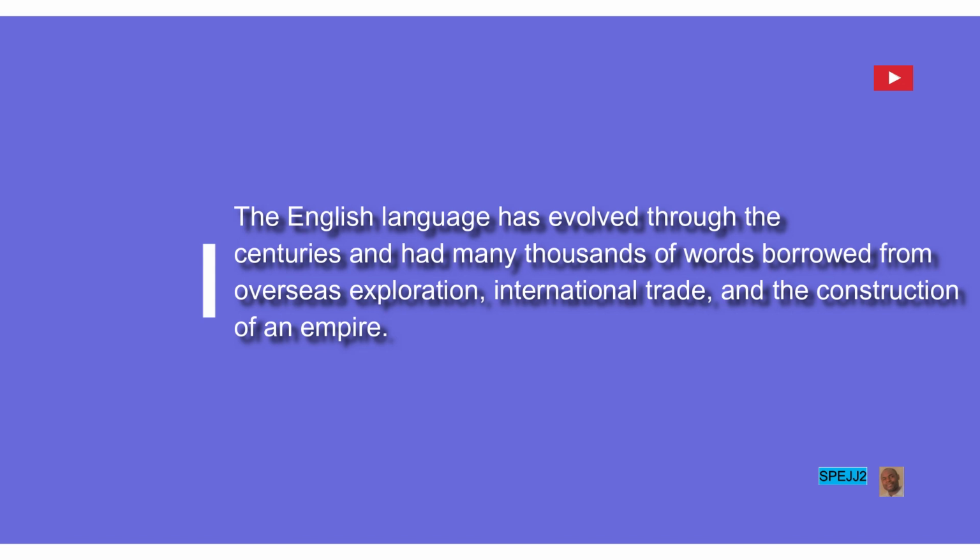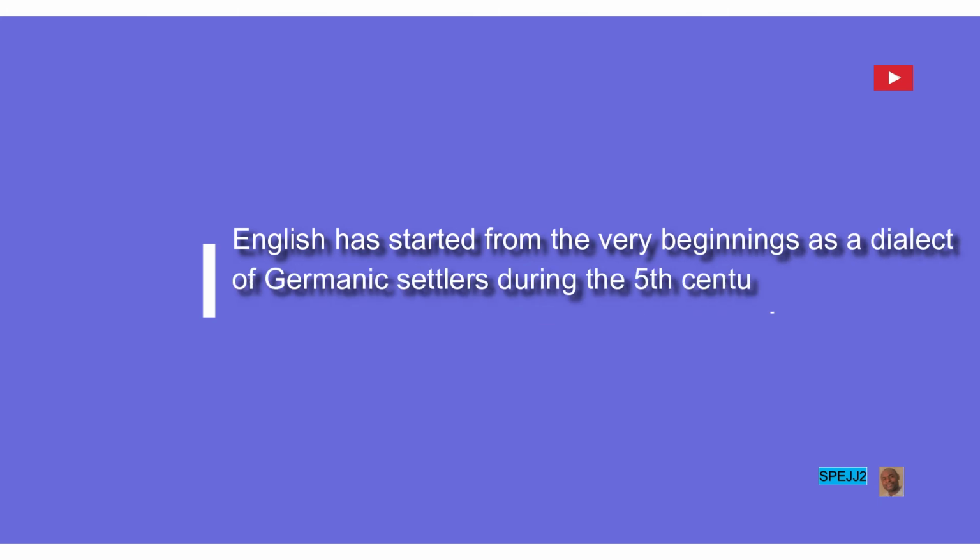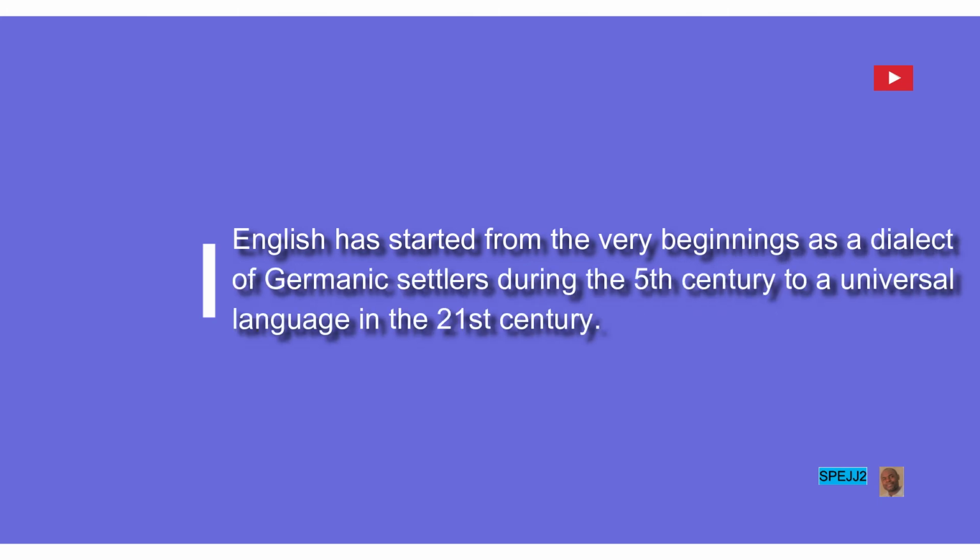As you can see, the English language has evolved through the centuries and has had many thousands of words borrowed from overseas exploration, international trade, and the construction of an empire. In summary, English has gone from the very beginnings as a dialect of Germanic settlers during the 5th century to a universal language in the 21st century.